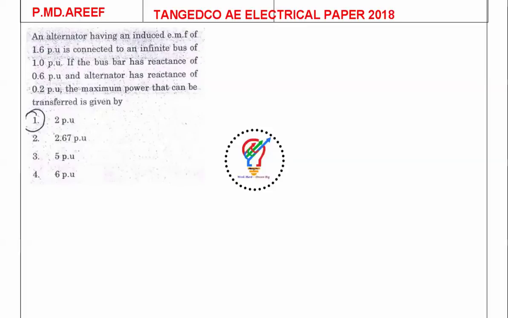Next question here. An alternator having an induced EMF of 1.6 per unit is connected to an infinite bus of 1.0 per unit. If the bus bar reactance is 0.6 per unit and the alternator reactance is 0.2 per unit, the maximum power that can be transferred is given by. So here we have an alternator with EMF E equal to 1.6, and it has a reactance of 0.2 per unit.